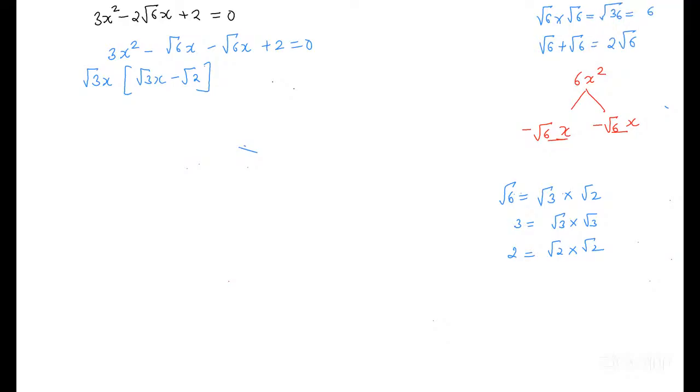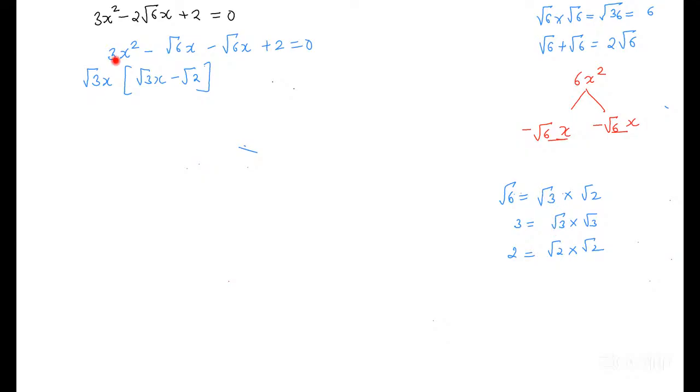Sorry? Say it again. The last one. The last part is basically 3 can be written as root 3 multiplied by root 3. 6 can be written as root 3 multiplied by root 2. This root 3 and this root 3 is basically common. So I take out root 3 as a common.